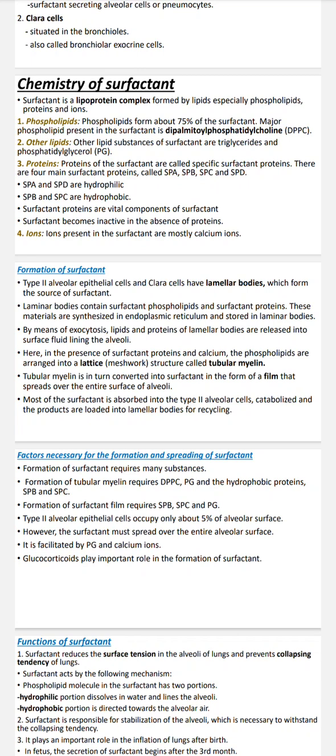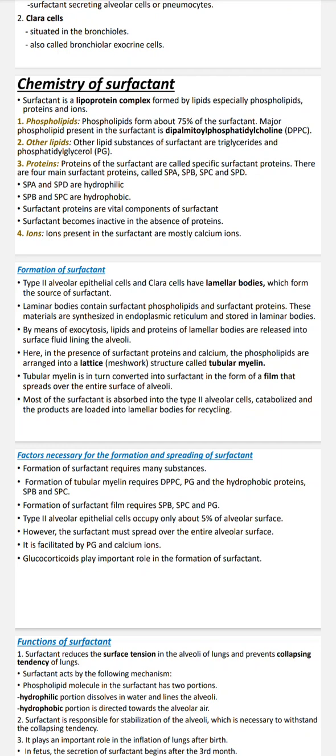And the proteins of the surfactant are called specific surfactant proteins. There are four main surfactant proteins called SPA, SPB, SPC and SPD. The SPA and SPD are hydrophilic in nature. SPB and SPC are hydrophobic in nature. So surfactant proteins are vital components of surfactant. This surfactant becomes inactive in the absence of the proteins. The ions present in the surfactant are mostly calcium ions.